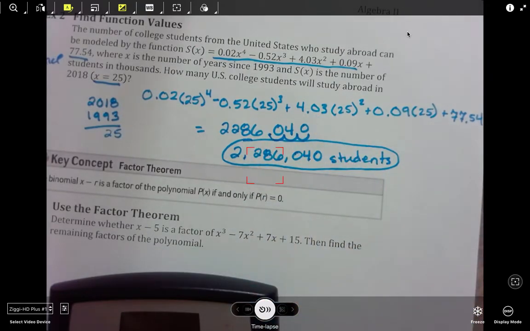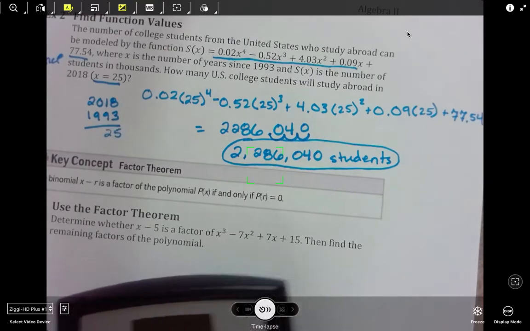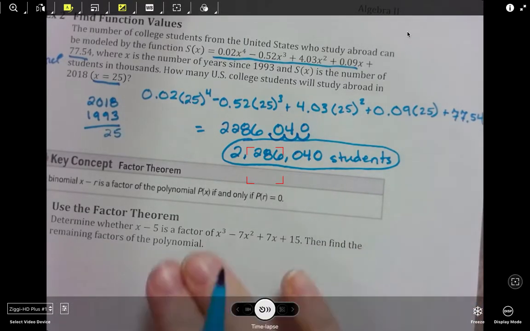That's crazy. That's this year. Woohoo! 2 million students. That's not going to be any of you, sorry.